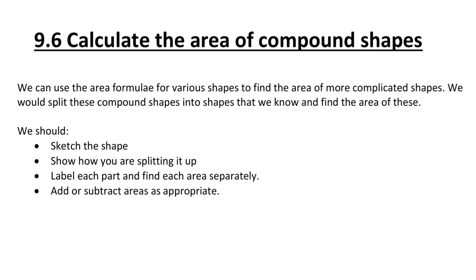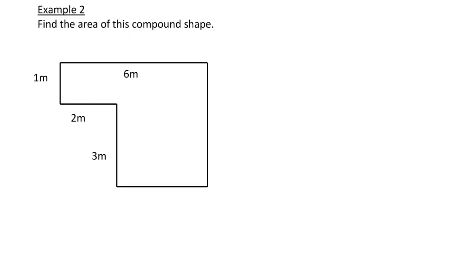So what we should be doing here is sketching the shape, show how we're splitting it up, label each part and find each area separately, and add or subtract areas as appropriate. So in this example there's a number of different ways we can do this, and I'm going to show it in two different ways. The first one is I'm going to split it vertically into two separate shapes, and I'm going to label them 1 and 2.